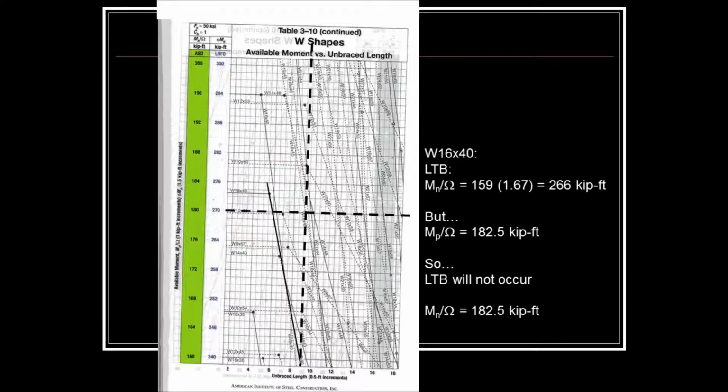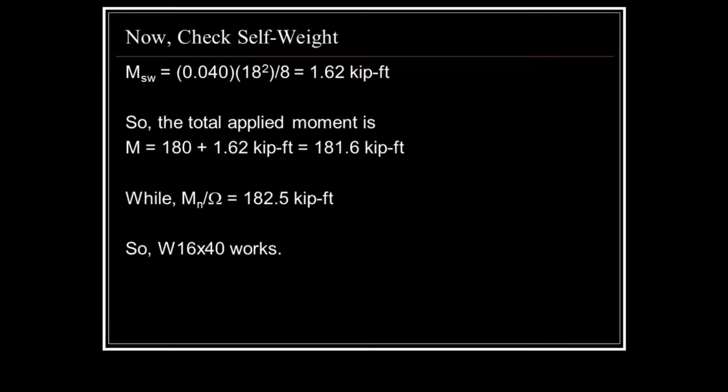Or in other words, the Cb factor has increased the LTB strength so that LTB will not occur, and the controlling moment is 182.5. Since 182.5 is greater than the applied moment of 180, I believe a W16x40 will work, but now I'll check the self-weight. Including self-weight, my applied moment is 181.6, so I conclude that a W16x40 is adequate.